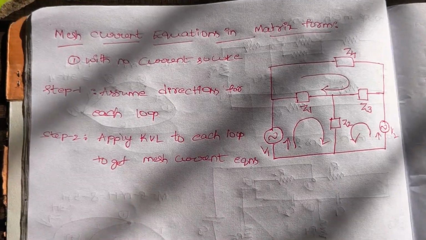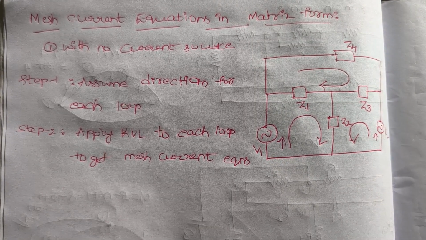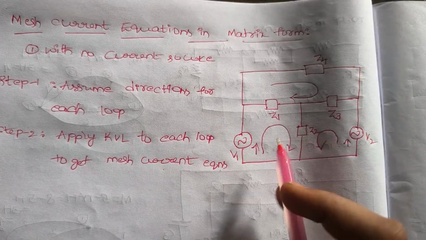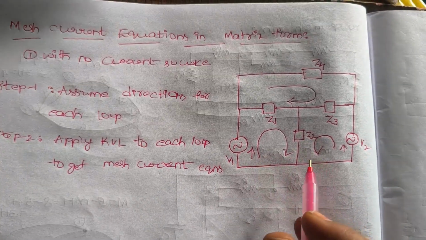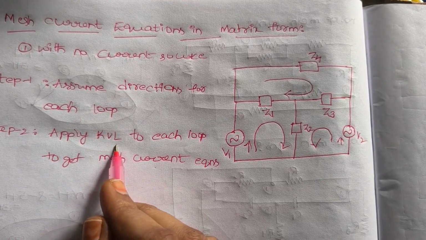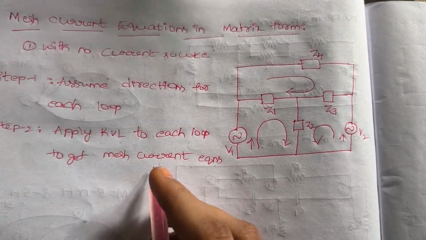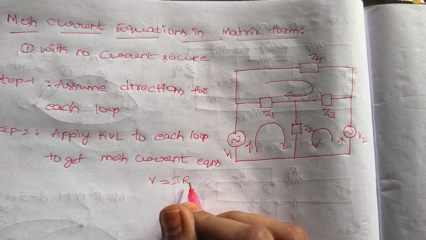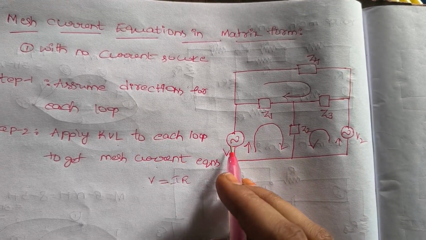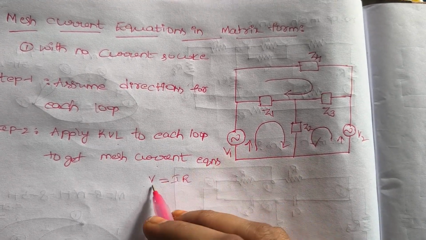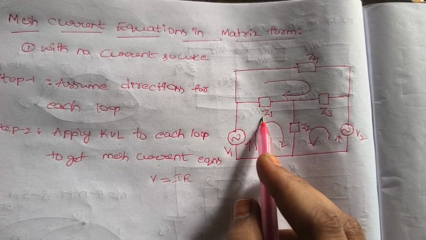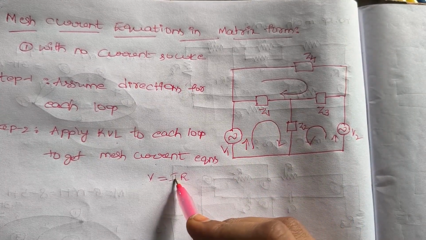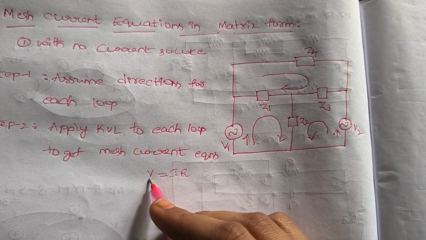The next step is to apply KVL to each loop to get the mesh current equations. KVL is nothing but Kirchhoff's voltage law. In KVL, we write the mesh currents in the form of voltage: voltage equals I into R. Suppose in this circuit the voltage is direct, so we write the voltage V1. When Z1 or R1 is present in the circuit, we multiply it with the current to get the voltage value.